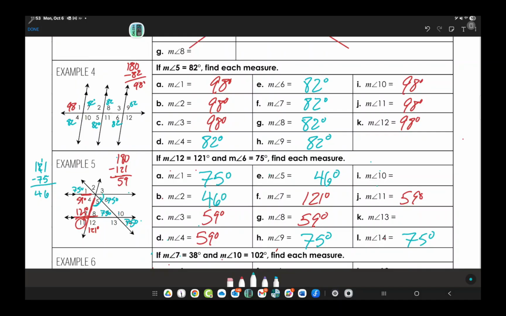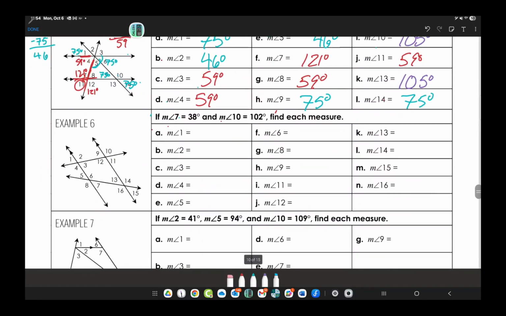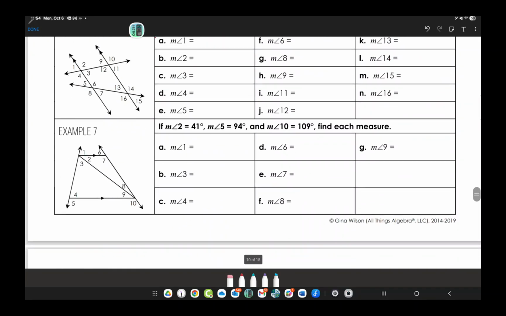The only thing left is 10 and 13, and both of those are linear pair to 75 degrees. So what is 180 minus 75? 105. So angle 10 and angle 13 are both 105 degrees. That's as hard as I would give to you. I would not do question 7. 7's a bit rough, so we're not going to worry about question 7.